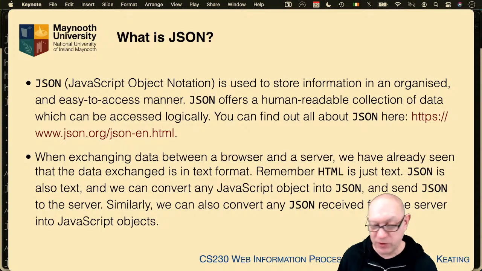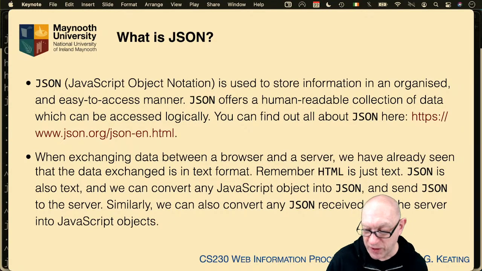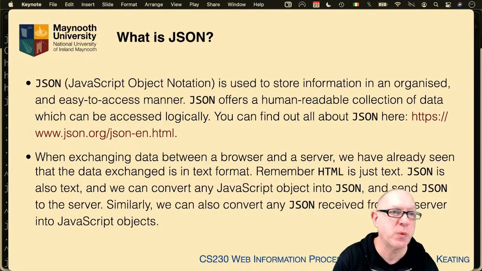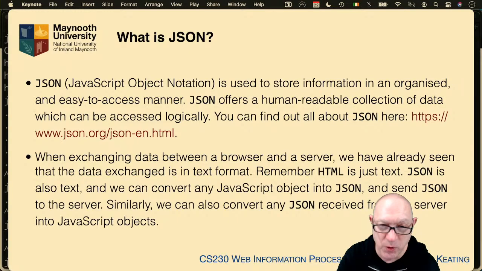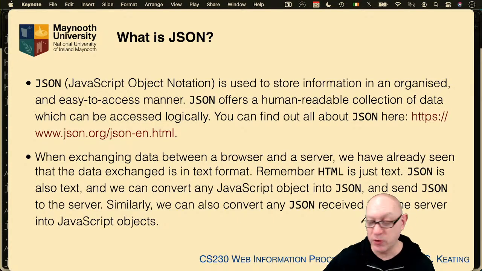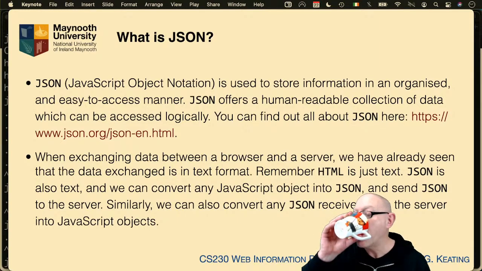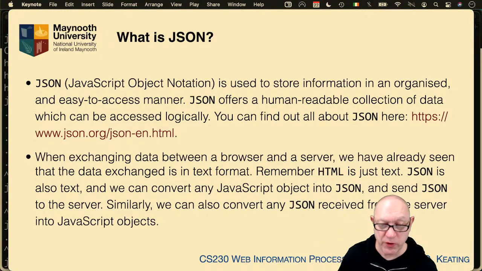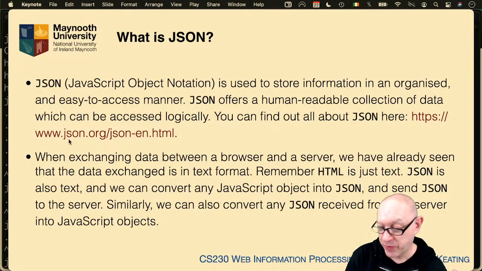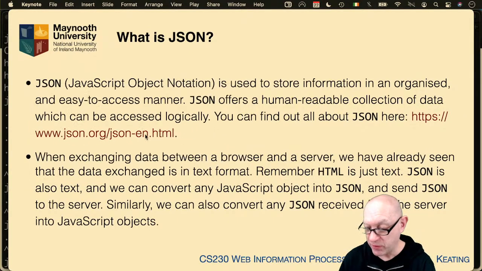Okay, we move on a little bit to JSON. I'm rushing a little bit because we ended up having this disaster with timing and syncing at the beginning. I know what was happening with the network. But JSON stands for JavaScript Object Notation, and it's used to store information in an organized and easy to access manner. JSON offers this human readable collection of data which can be accessed logically. And you can find lots of information about JSON if you go to json.org or click through on this link.